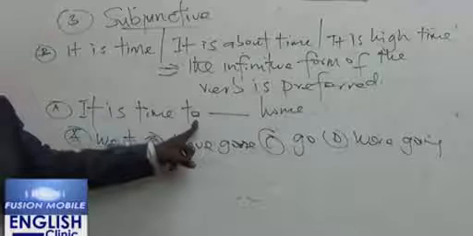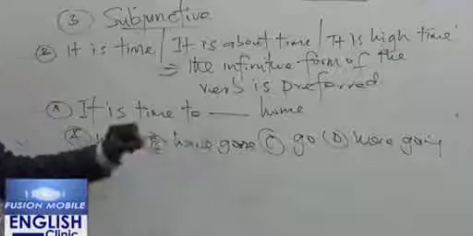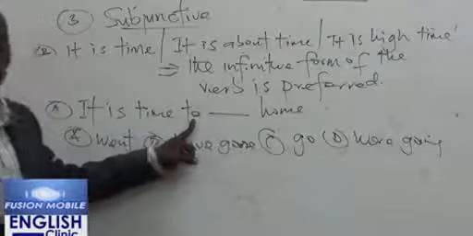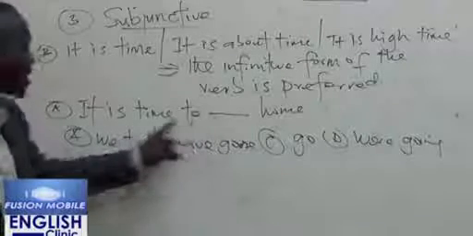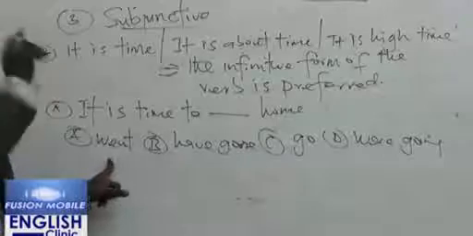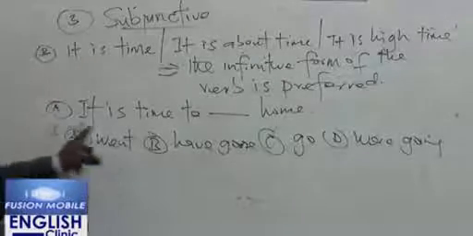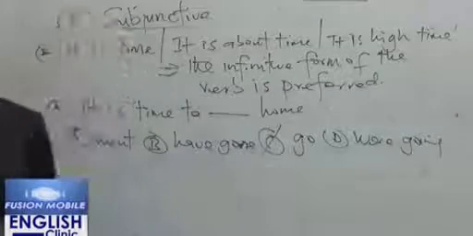We have the to. And as a matter of fact, anytime we have to, it should be followed by the infinitive form of the verb. So I can't say it is time to went home, unlike what we had before. It should be what? It is time to go home.